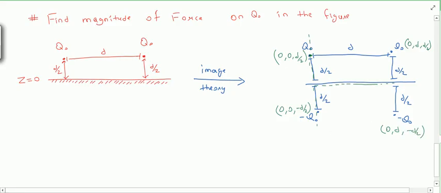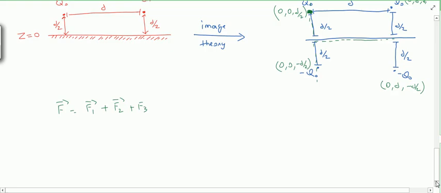So I have to find the force on this charge due to all these charges. What I can do is find the force due to this one, F1, due to this one, F2, and due to this one, F3, and the total force will be the sum of all the forces. So let us find F1 first. Total force F equals F1 plus F2 plus F3, right?